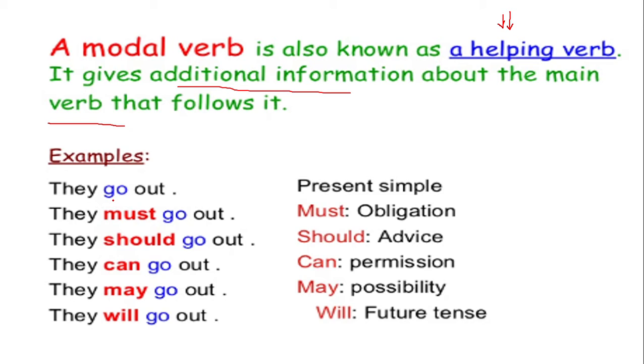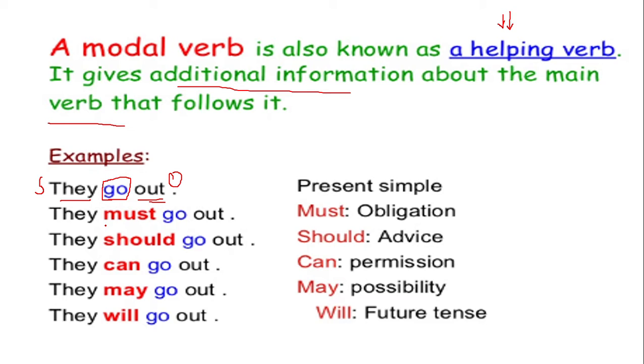Here are some examples. They go out. They is the subject, the person, go is the verb and out is the object. Now in this sentence there is no modal. It's a simple sentence, they go out. So there is no effort or pressure on the verb go. If we see another sentence, they must go out.